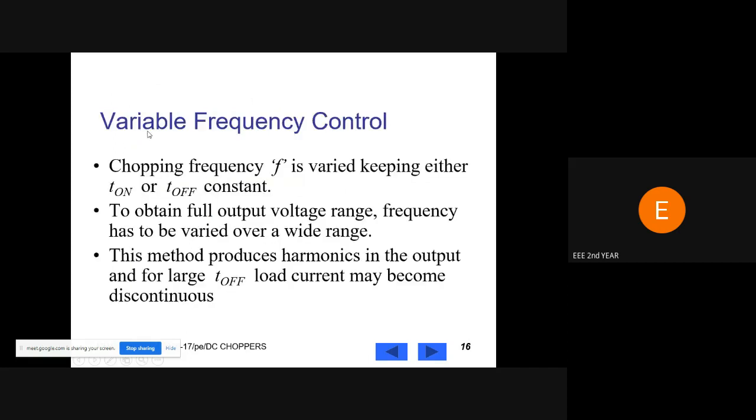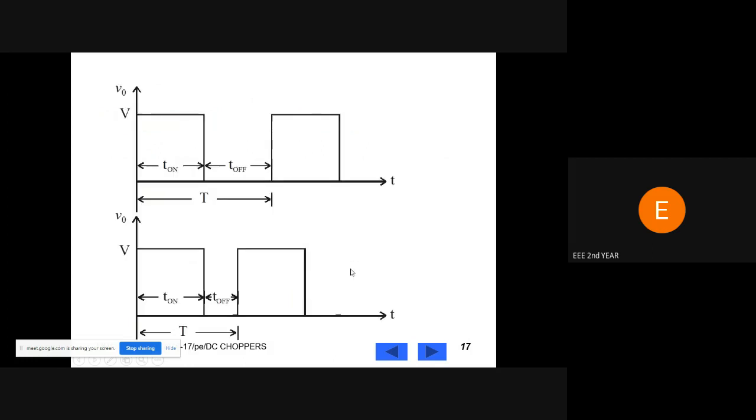So the next thing is variable frequency control. In variable frequency control, we vary the chopping frequency f, keeping either T on or T off as a constant. Either one can be kept constant, but the chopping frequency is continuously varied. To maintain the full output voltage range, the frequency has to be varied over a wide range. This method produces harmonics in the output, and for large T off, the load current also becomes discontinuous.